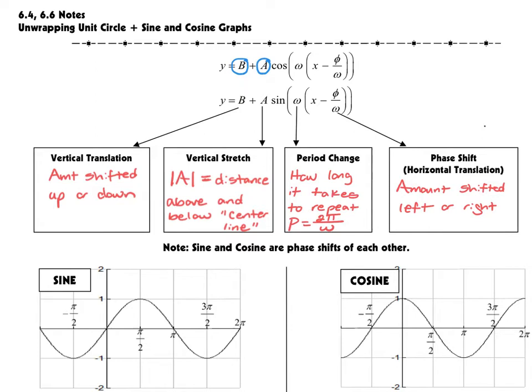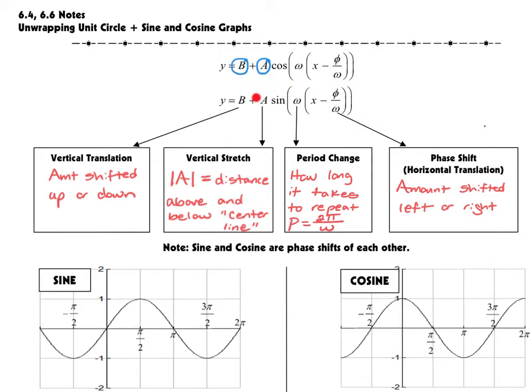The next number would be right here in the front. It's going to be directly in front of the cosine or the sine. It'll be multiplied here, and that is going to be our vertical stretch. And that number, the absolute value of it, will be the distance above and below what I call the center line. So our sine and our cosine graphs are going to have a center line to make it equal above and below, and you'll be able to find that line, and this number will be the amount above and below.